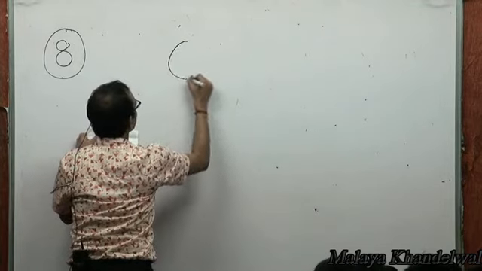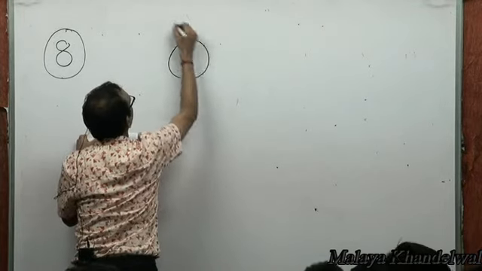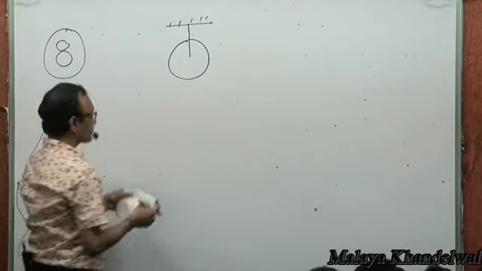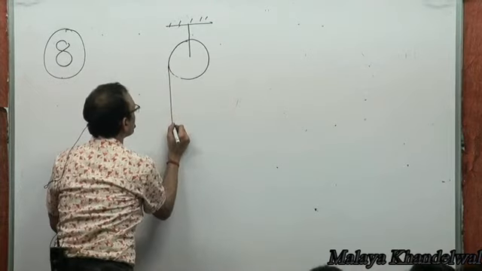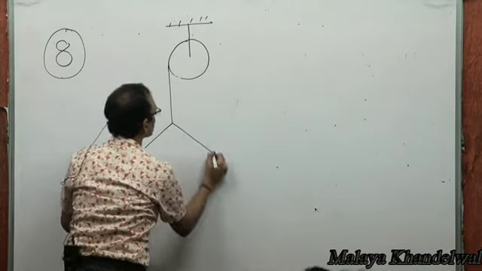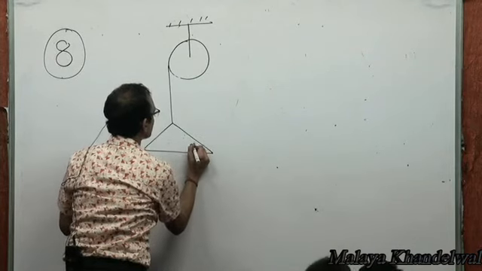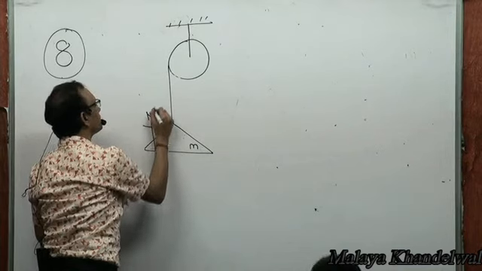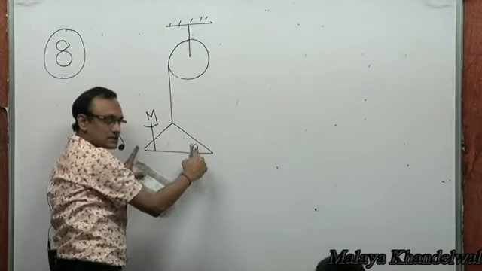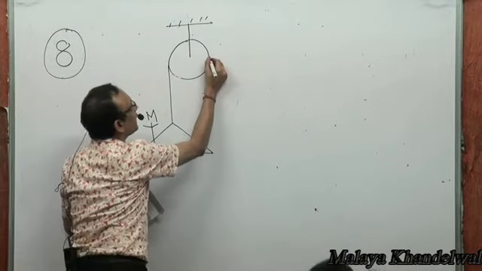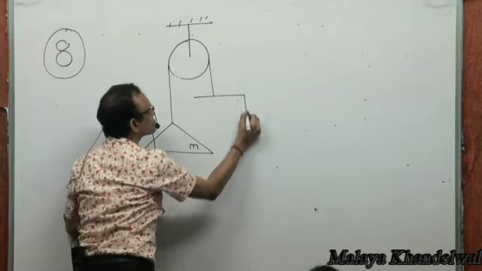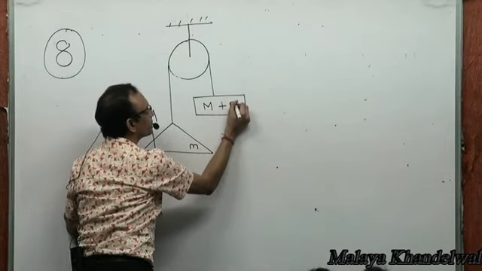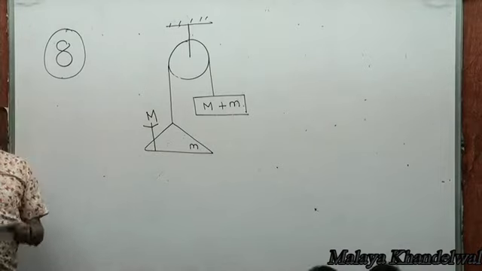Number 8, there is a smooth fixed pulley. There is a platform here. This platform has mass small m, and the man on the platform has mass capital M. That means this system has mass small m plus capital M. And it is balanced by a counterweight here, which is capital M plus small m.